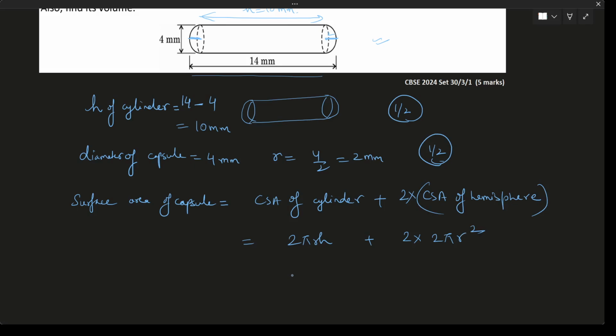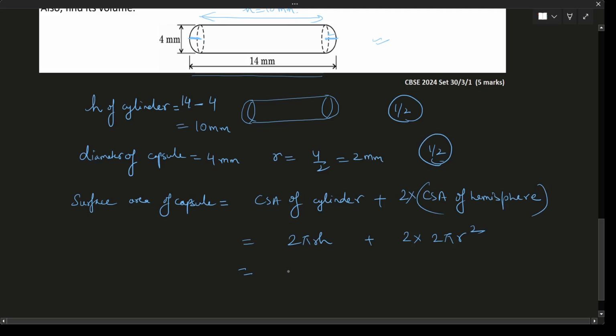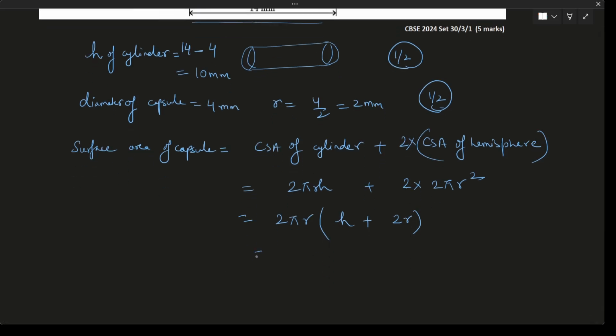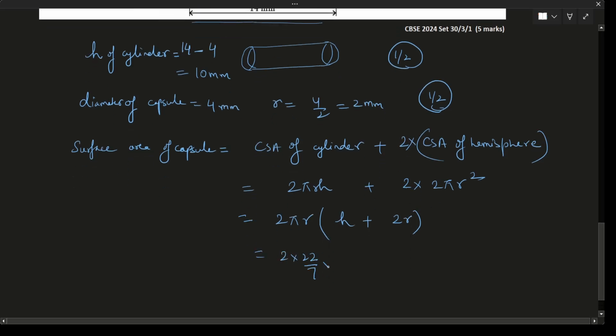Okay. Now let's calculate it. I can take things common also if I want. I can take 2 pi r common. So I'm left with h plus 2 pi r gone. 2 is left, 2r. Okay. Let's calculate it. 2 into 22 by 7. Radius is 2. Height is 10 plus 2 into 2. Okay.